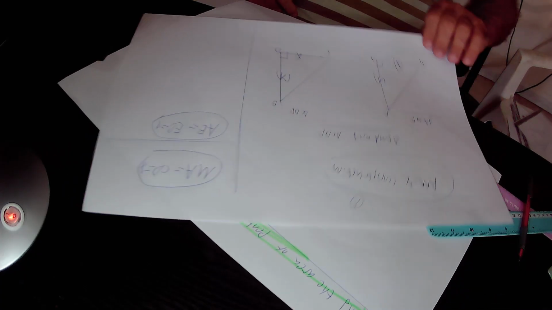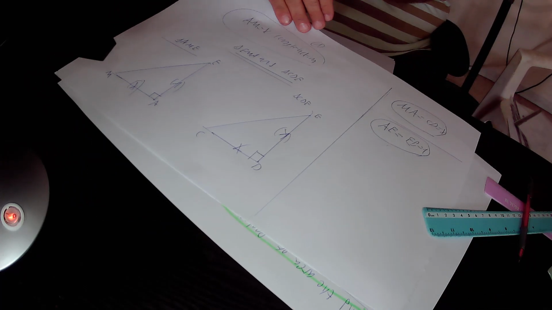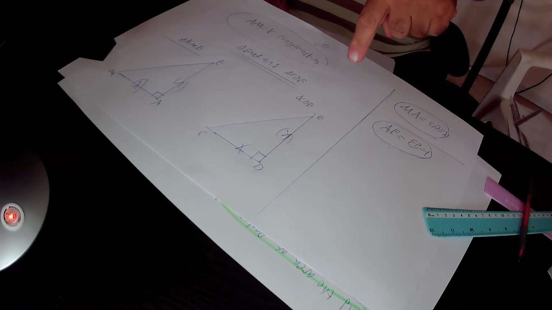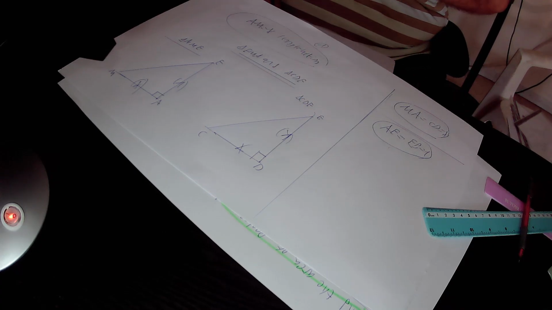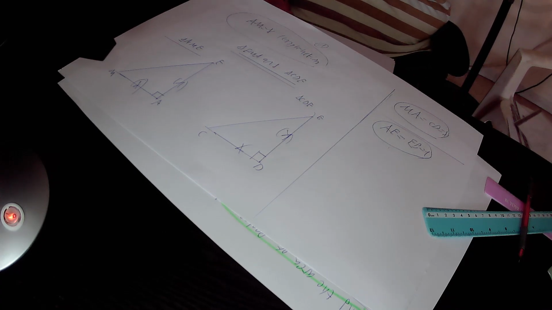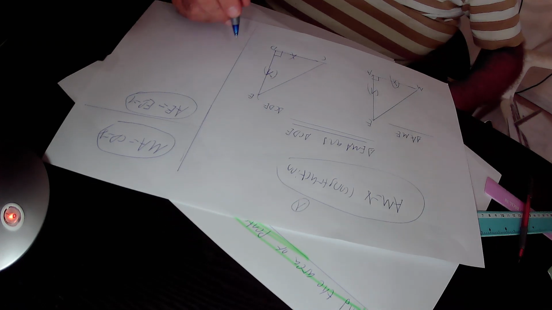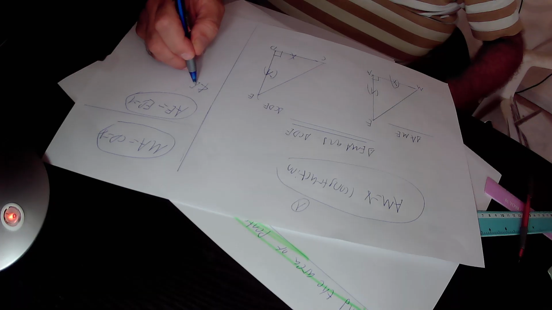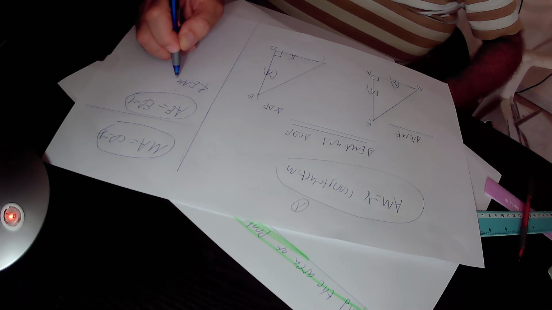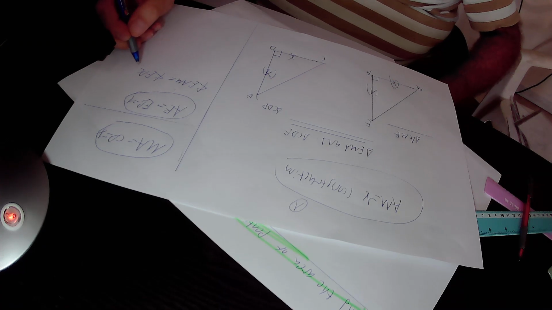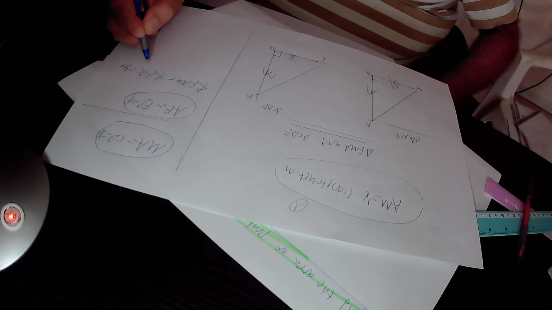And angle EAM in the right triangle EAM is equal to angle EDC in the right triangle EDC. They are both right angles, both equal to 90 degrees, and therefore they are equal to each other.